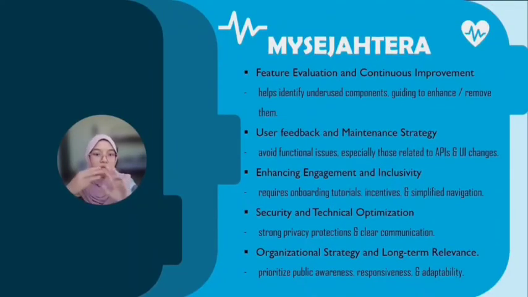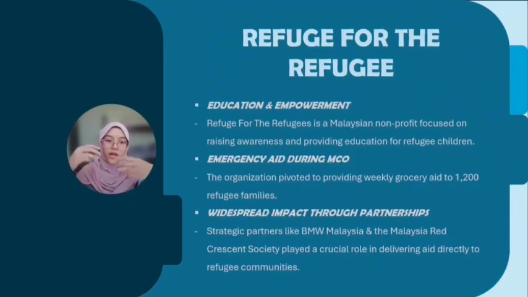The third one is enhancing engagement and inclusivity. Boosting user retention requires onboarding tutorials, incentives and simplified navigation. The fourth one is security and technical optimization. Strong privacy protections and clear communication build user trust. Apps must be lightweight and responsive, especially for users with limited resources. Last but not least is organizational strategy and long-term relevance. Organizations must prioritize public awareness, responsiveness and adaptability to maintain relevance. So that's all for My Zahra. Move on to the next example.